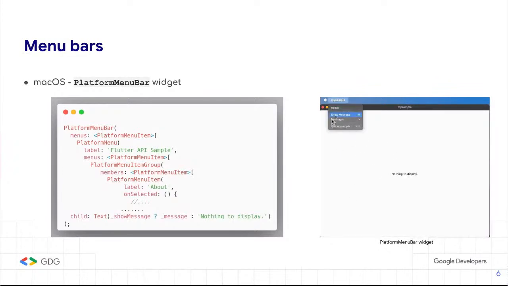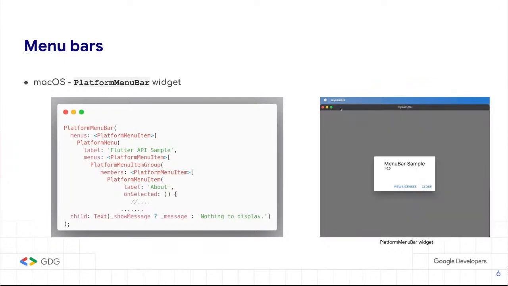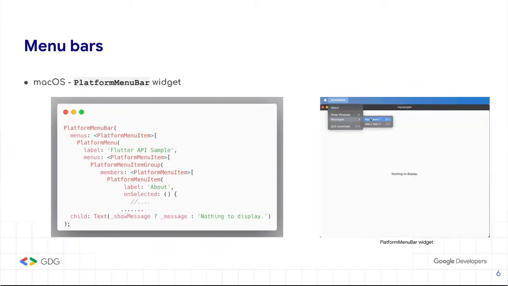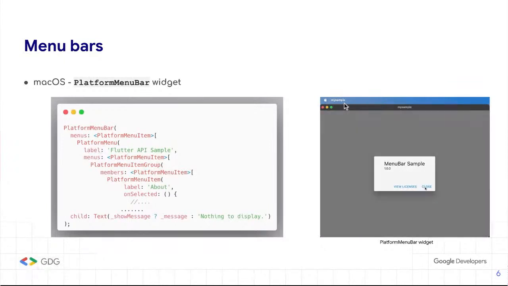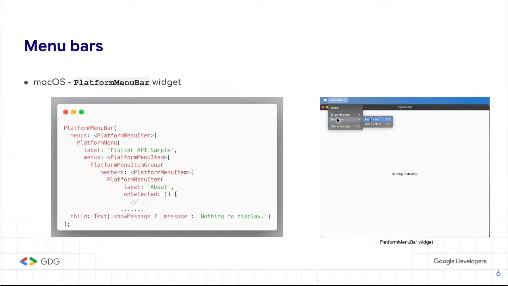So this is the menu item, and you will be using PlatformMenuBar. This is the widget through which you can render the menu bar on the macOS platform. This is specifically just for macOS. PlatformMenuBar is going to take a menus parameter, where menus is a list of platform menu items. There are going to be different platform menus, like one of them is About, one of them is Show Message. Just like that, we'll have a list of platform menu items.